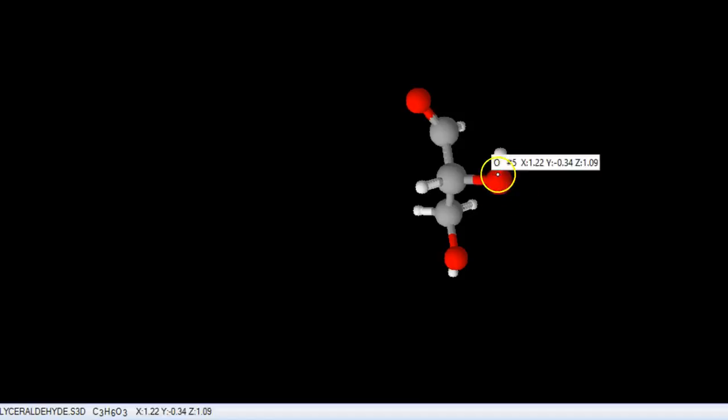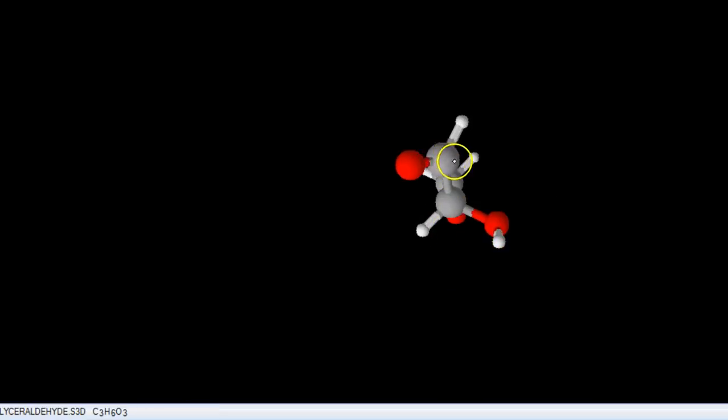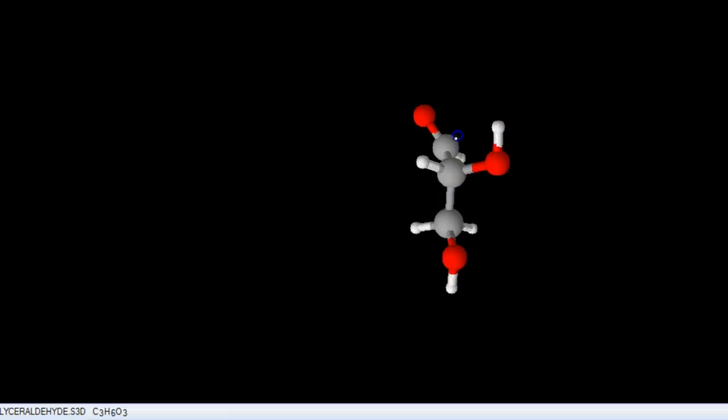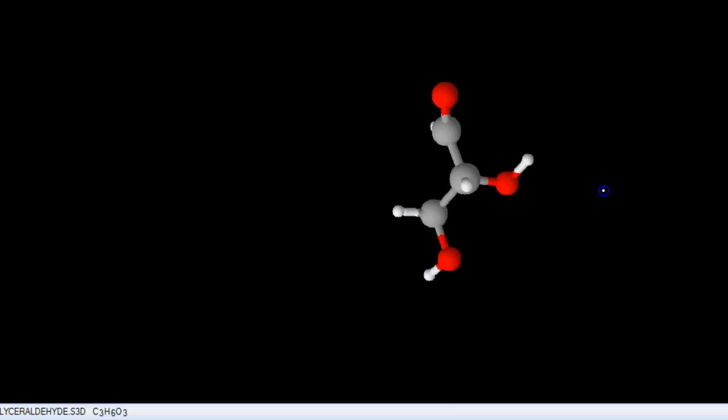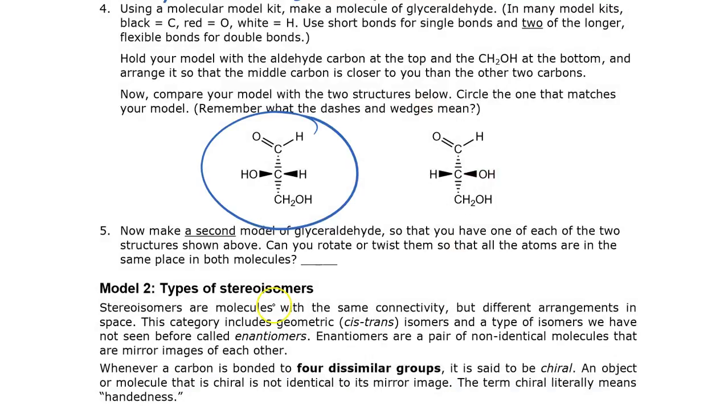And you see how in this one the OH group on the middle carbon is over to the right hand side. I still have my carbon at the top that has only one O and one H, so that's the aldehyde carbon, and at the bottom two hydrogens and an OH. So that is the other structure. And the question is, can you rotate or twist them so that the atoms are in the same place in both molecules?